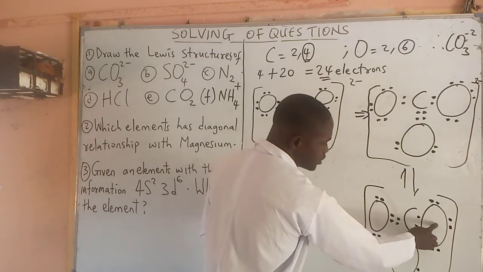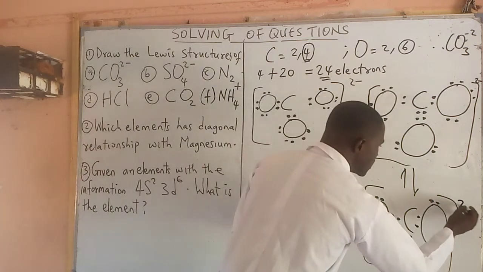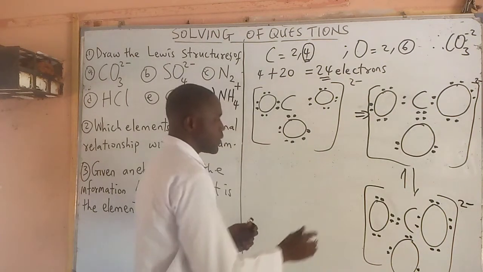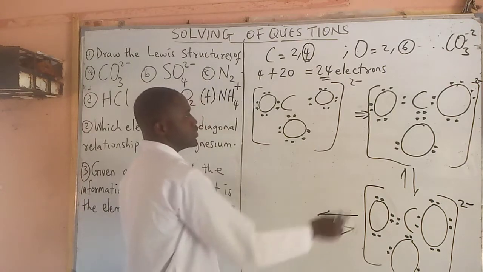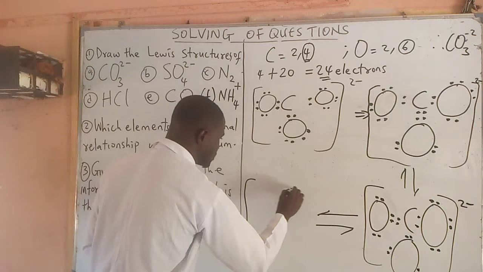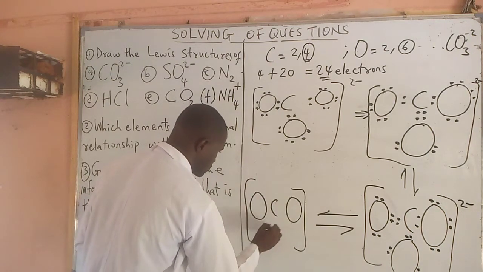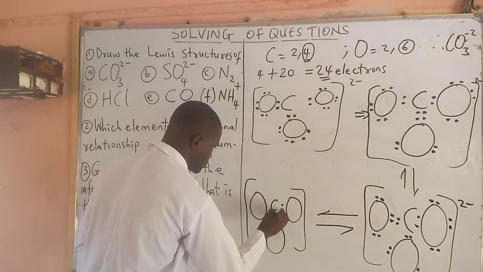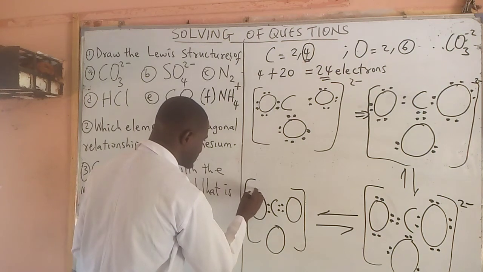How many electrons does this oxygen have? 1, 2, 3, 4, 5, 6, 7, 8. You can see, it still obeys its octet structure. Then it can also be in this form. This one, at this point, is the one that will donate the electron. Then all this one will remain as it was.